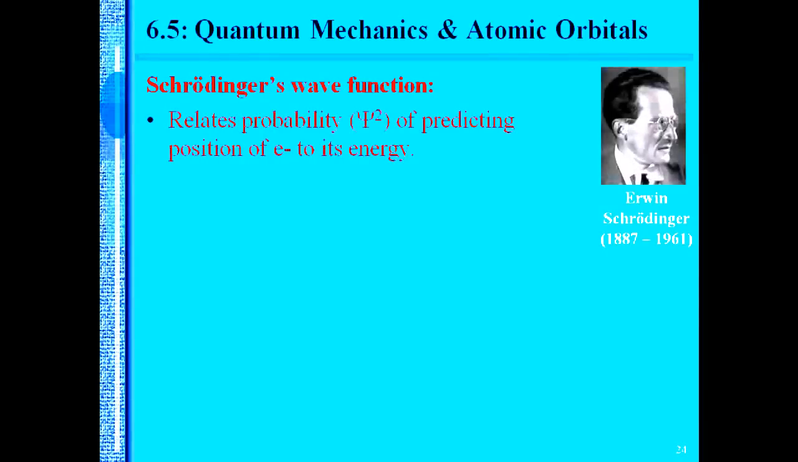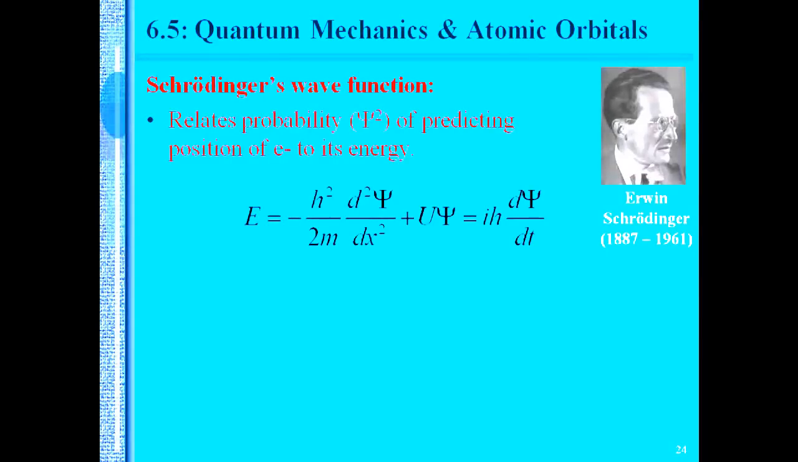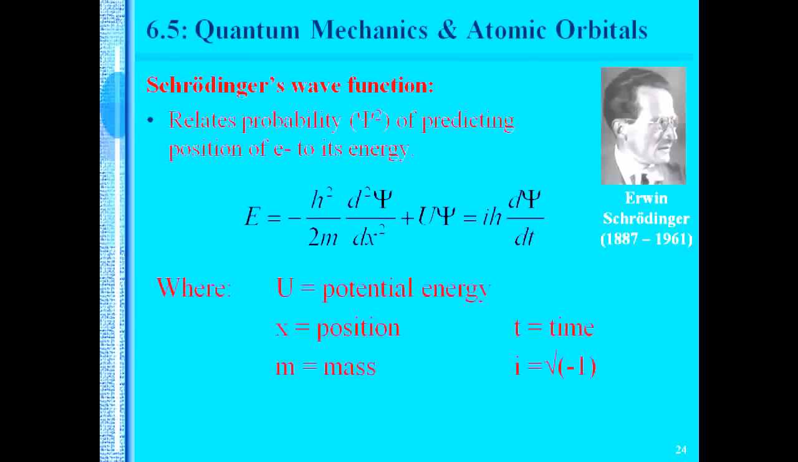The Schrödinger wave function relates the probability of predicting the position of an electron to its energy. Here's the equation. I expect that you memorize this equation because we will be using it. The different variables in the equation deal with potential energies and positions. U is the potential energy of the electron, X is the position, M is the mass, T is the time, and i is the square root of negative 1. That's imaginary numbers. You guys should know that.